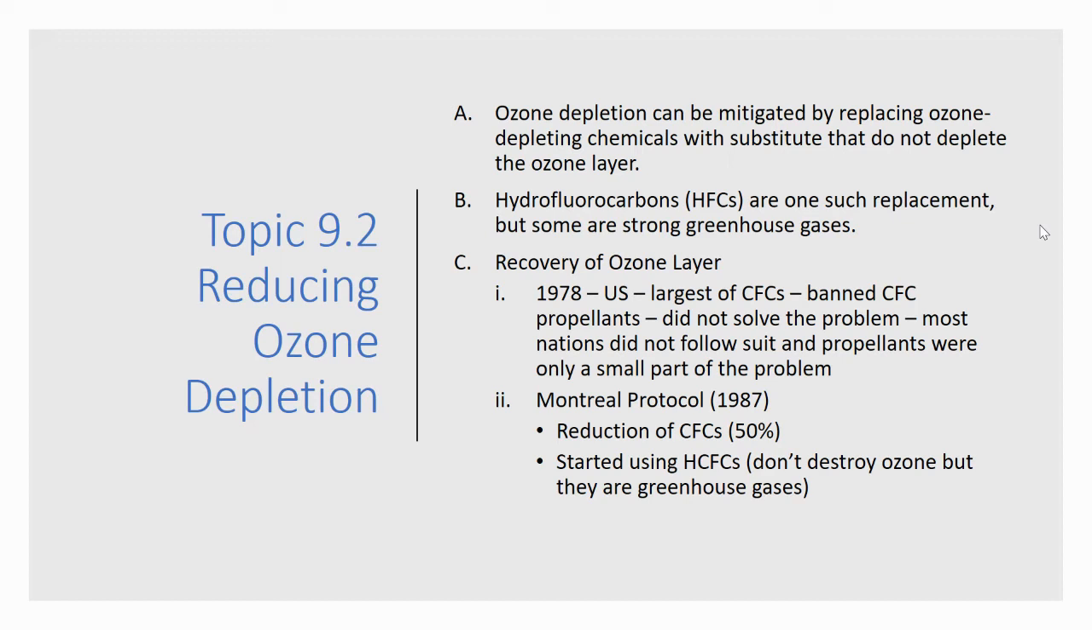Some other recovery aspects that you need to understand is what was known as the Montreal Protocol. This was an act that was established in 1987 in order to reduce the production of CFCs by half. And this is actually where we started using those HCFCs that don't destroy the ozone but are greenhouse gases. So we saw that the CFCs were banned, but it didn't necessarily solve the problem entirely.